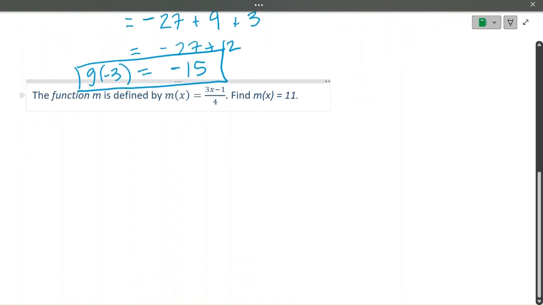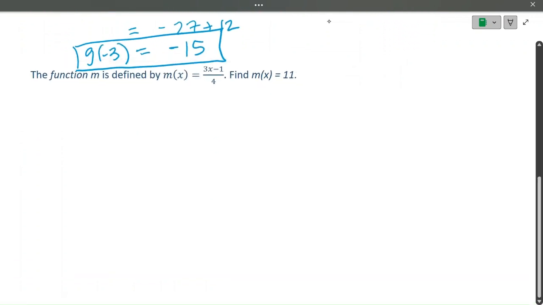All right, here is our last problem. Again, another nonlinear problem. I'm noticing that I have x's here and here and here. I'm going to read our function. It is defined as m of x equals 3x minus 1, all divided by 4. And we are finding m of x. Okay, so we're not finding x. Oh, we're finding m of x.